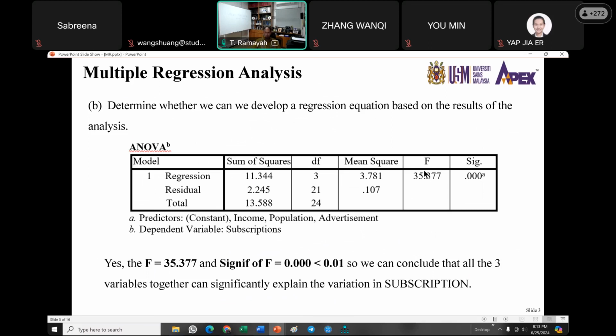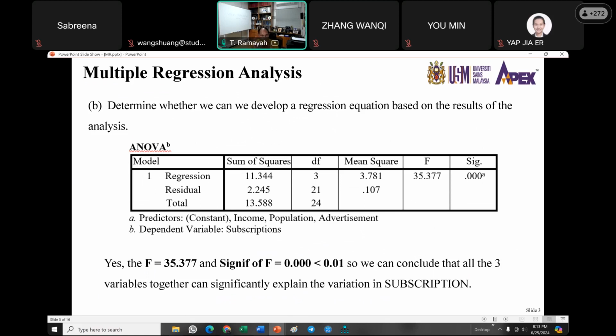So this is the F value that we interpret. And the P value of this table is already significant. So we can conclude that all the three independent variables can significantly explain the dependent variable. Here we have the dependent variable, which is subscription, and the independent variables are income, population, and advertisement. Okay, so that is how we answer questions to test whether you have a significant model.